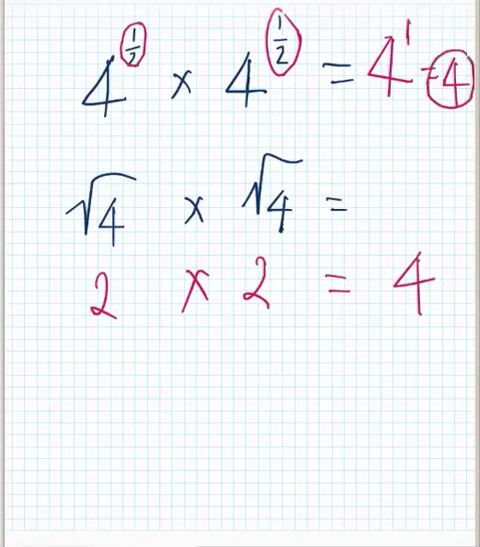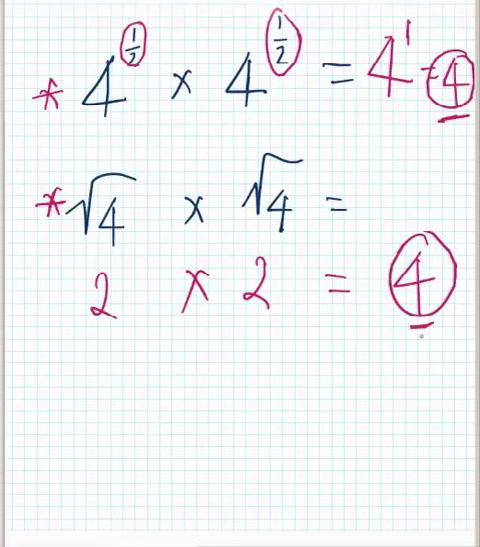Because I'm obtaining the same answer, it means that these 2 ways of writing 4 are the same thing. 4 to the power of a half, or the square root of 4, is the same thing because we are able to obtain the same answer. Okay, so that's just for you to understand how we get this index law.